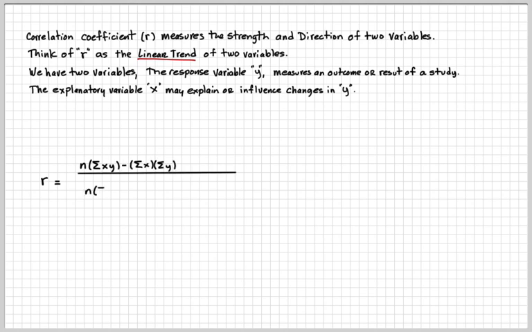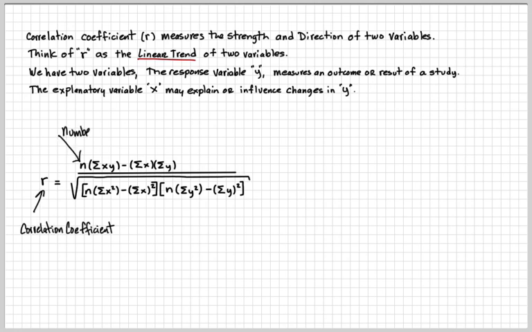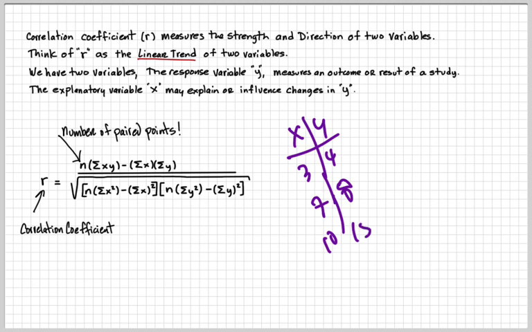Now here's the formula. It looks pretty long, and there are other formulas out there for correlation coefficient R. Note that you have the number of paired points N in here. That's the first thing you need to know. So if you have X and Y, and you have some points, 3, 4, 7, 8, 10, 15, you have 1, 2, 3 pairs, so N is equal to 3. Make sure you understand that.